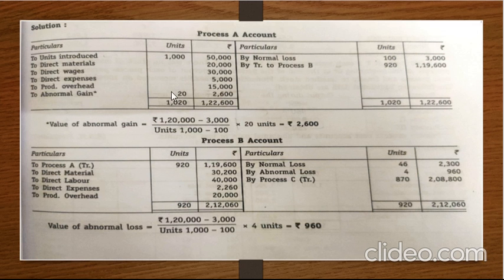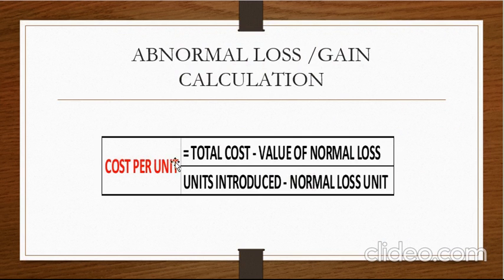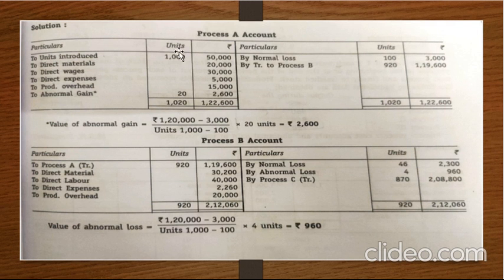How do we calculate the amount for abnormal gain? You have a formula to calculate the amount for abnormal gain as well as loss. It is the same formula. Cost per unit for abnormal loss or gain calculation is equal to total cost minus value of normal loss, divided by units introduced minus normal loss units. So what is your total cost in this problem? For process A, the total cost is 50,000, 20,000, 30,000, 5,000 and 15,000. Till here is your total cost.